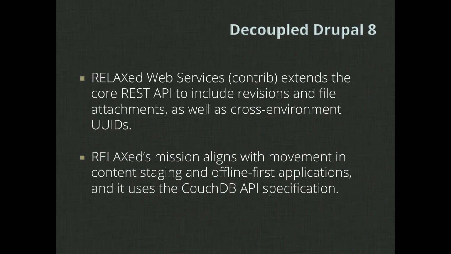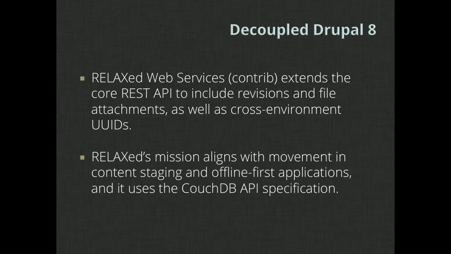So let's say you have a node that's node ID 1 in your dev, node ID 5 in your stage, and node ID 265 in your prod. If you use Relaxed Web Services, you can basically unify those and keep them in sync. Also, Relaxed is part of this overarching suite of modules that is pointing toward content staging and offline-first applications, which are way out of the scope of this talk.